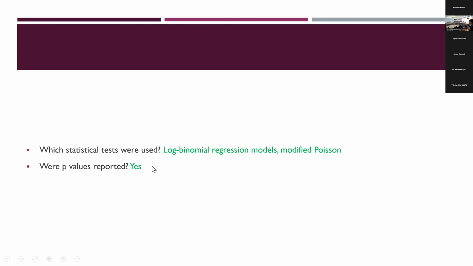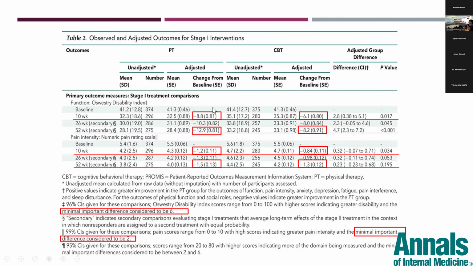So they used this log binomial regression model and modified Poisson model, and they have reported p-values. So this is their stage 1 outcome. So the first thing that we have to look at is the Oswestry disability index. So we are looking at 10 and 52 weeks.